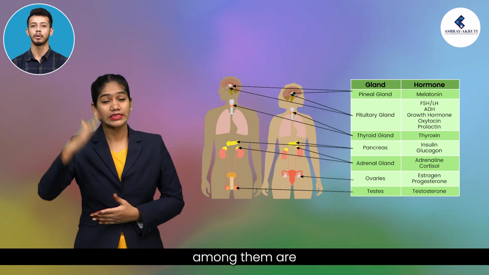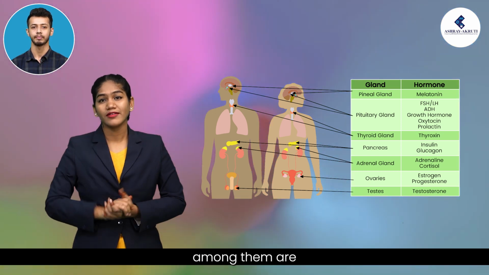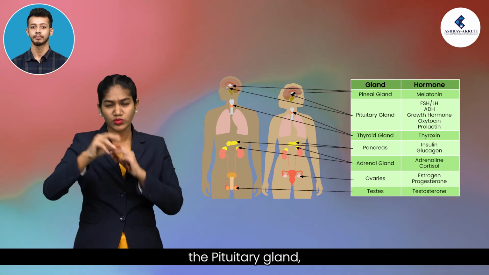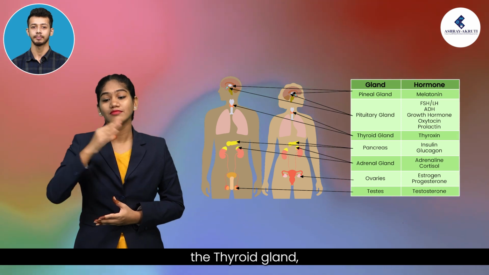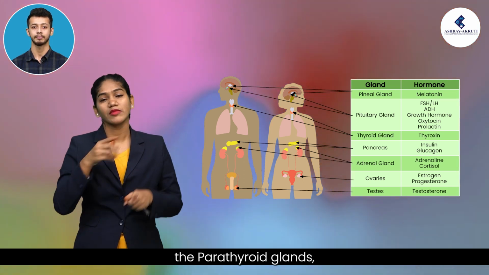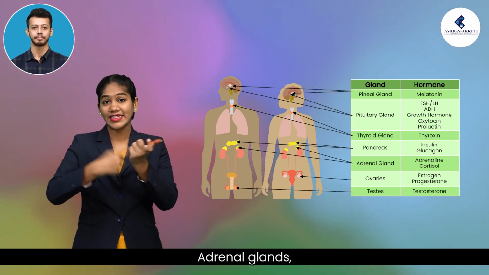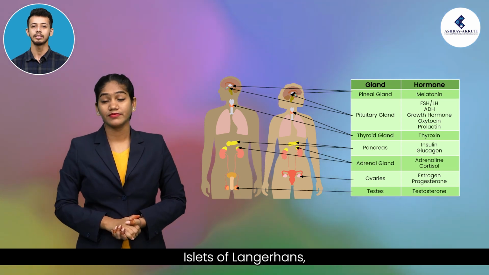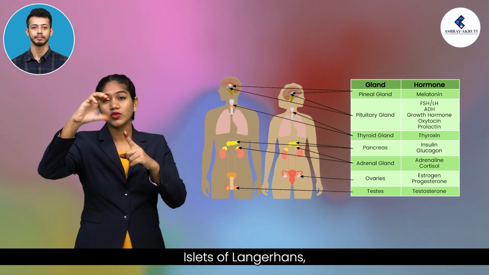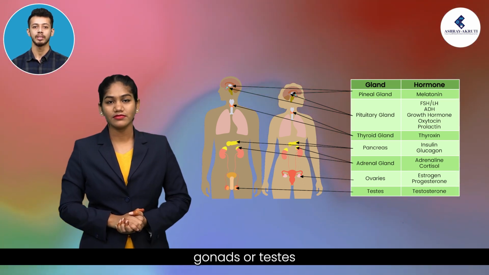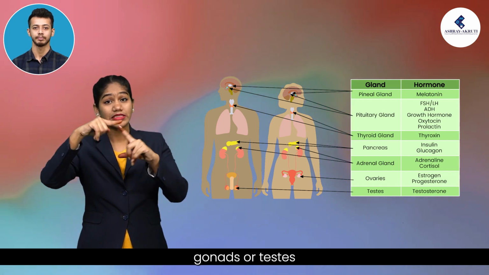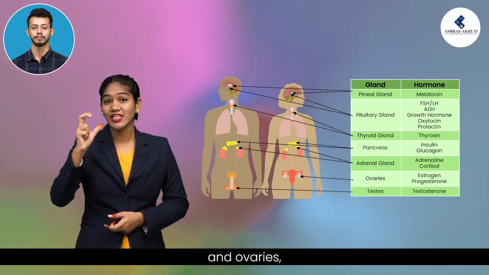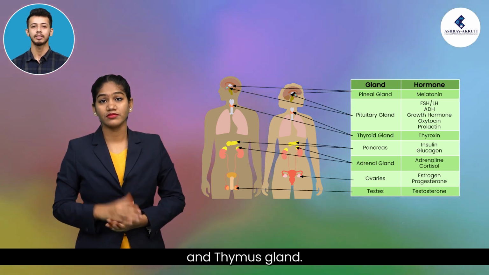The major endocrine glands among them are the pituitary gland, the thyroid gland, the parathyroid glands, adrenal glands, islets of Langerhans, gonads or testes, and ovaries, and thymus gland.